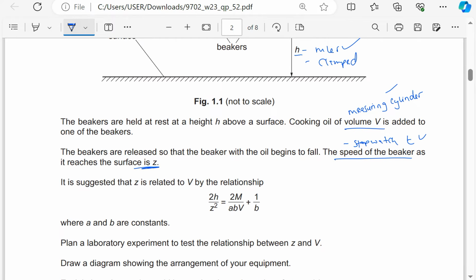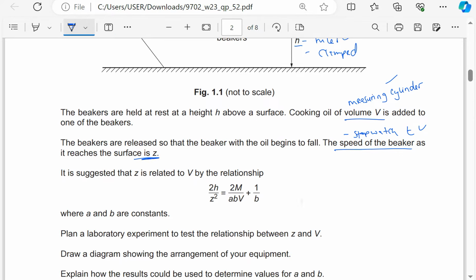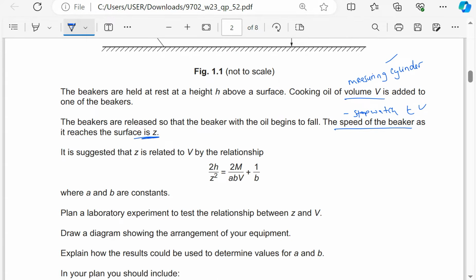It is suggested that Z is related to V by the relation 2h over Z squared is equal to 2m over ABV plus 1 over B, where A and B are constants. Plan a laboratory experiment to test the relationship between Z and V.